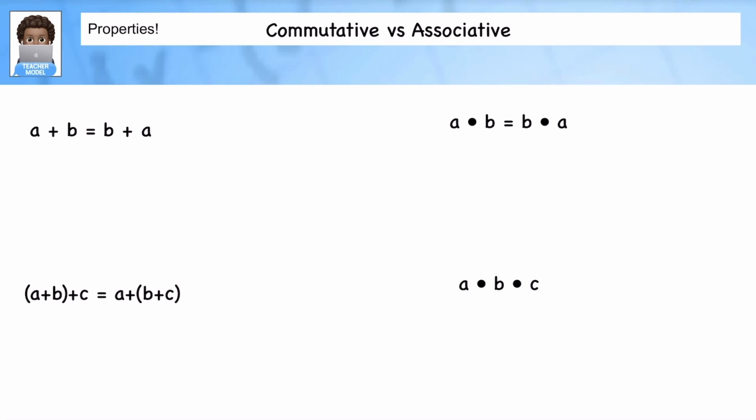When I think commutative, I think about the word commute, like my commute to and from school. If I'm walking the exact same way, it doesn't matter if I'm going from school to home or home to school, the distance is the same. So that's commutative. It's like a back and a forth.